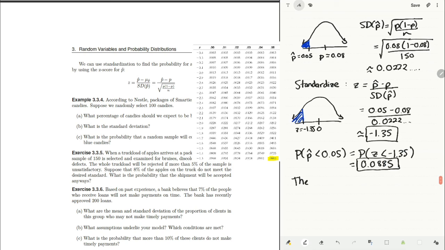And so the probability that the truckload of apples will be accepted is 8.85%.